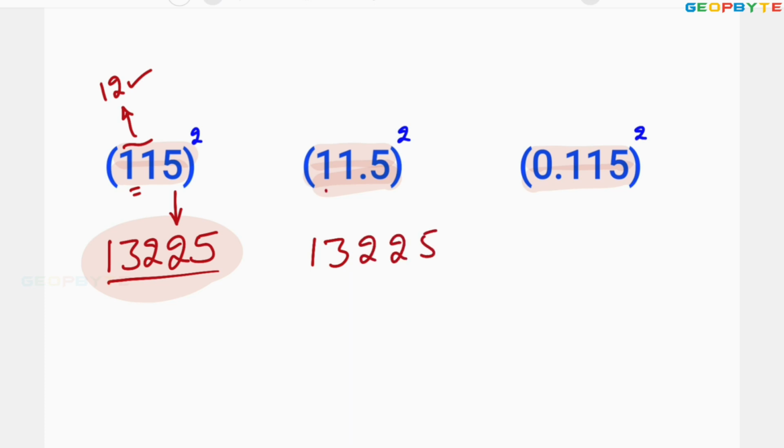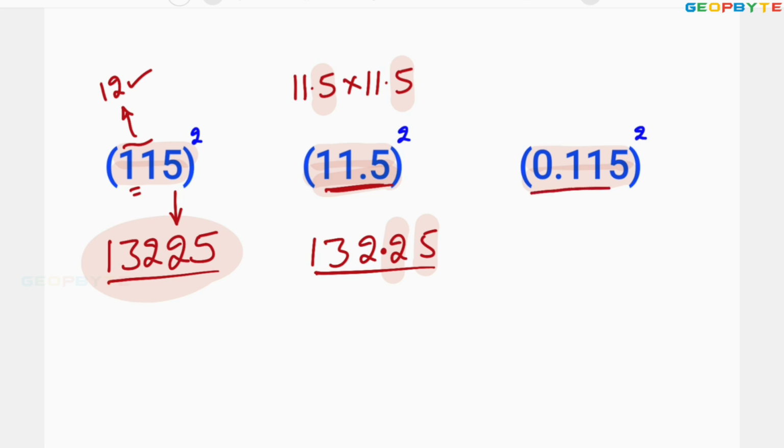13225. This 11.5 whole square I can write as 11.5 into 11.5. How many digits are there after a decimal point? 1, 2. You make the decimal point after 2 digits from the right. 1, 2. So 132.25 be the value of 11.5 whole square.